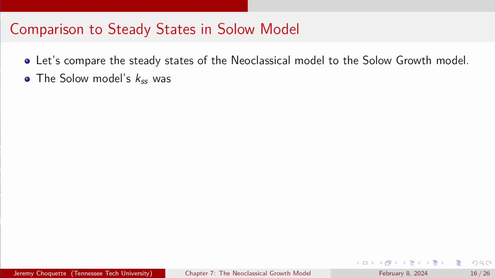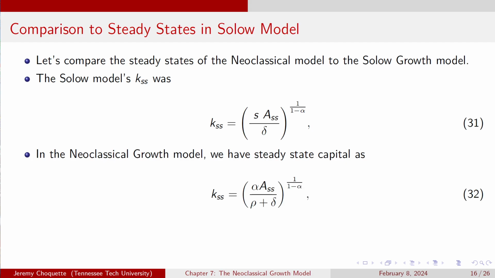There you go. So let's compare the steady states of the two models that we've learned so far. I've had Neoclassical and Solow. Solow's was S times A over delta to the 1 over 1 minus alpha. And Neoclassical is a little different, right? It's alpha times A over rho plus delta to the 1 over 1 minus alpha. So it's kind of similar, but then again, it's kind of different. The form is similar enough. Well, I guess that's to be expected because they're both Cobb-Douglas production functions. So in the steady state, you're going to have a lot of similarities.